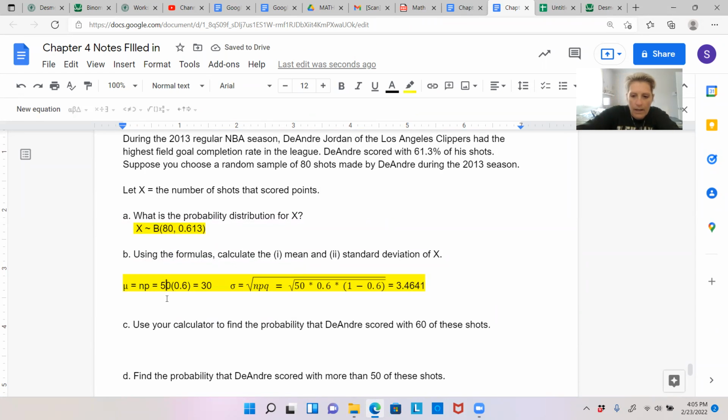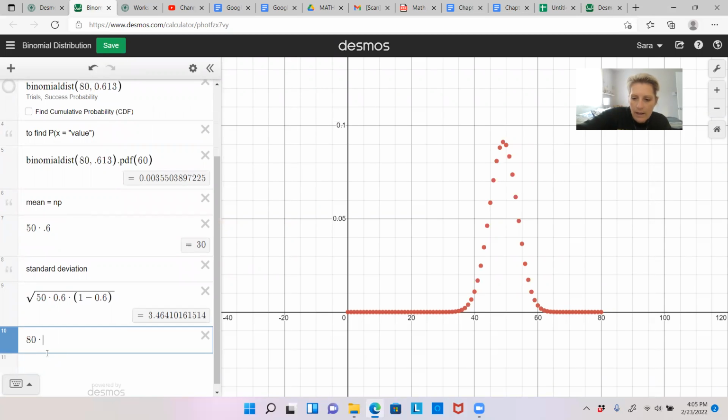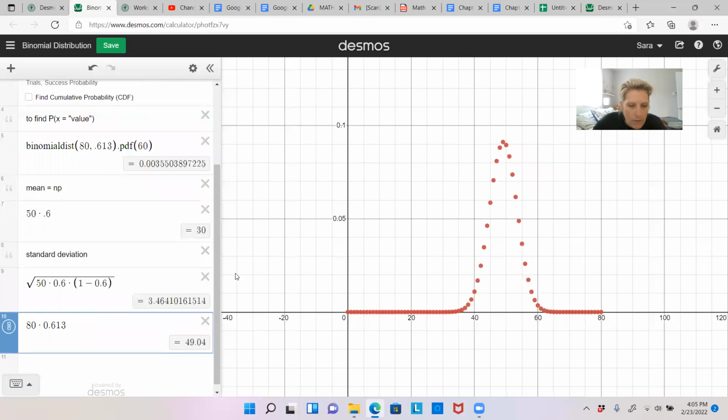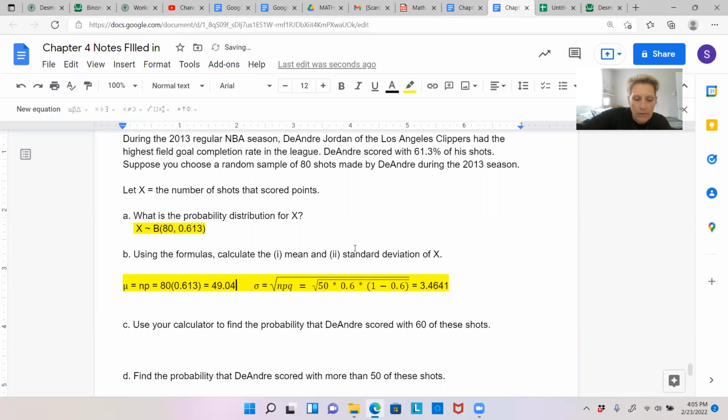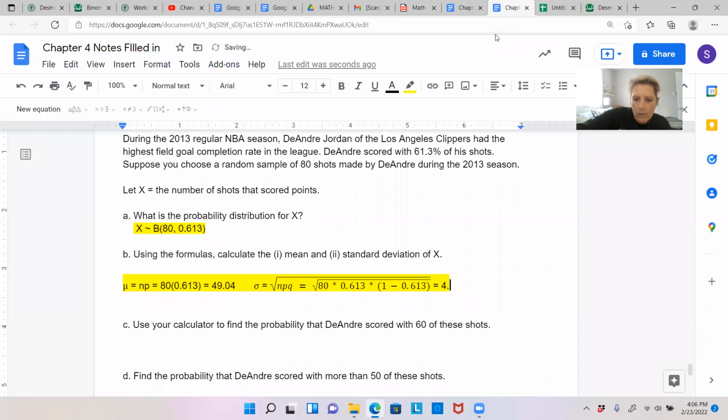Okay, so ours is 80 times 0.613. And so in Desmos, I'm going to do 80 times 0.613. So it looks like he's expected to make 49.04 of his shots. And his standard deviation is the square root of 80 times 0.613 times 1 minus 0.613. And so we're going to calculate that in Desmos. And it looks like his standard deviation is 4.3564.